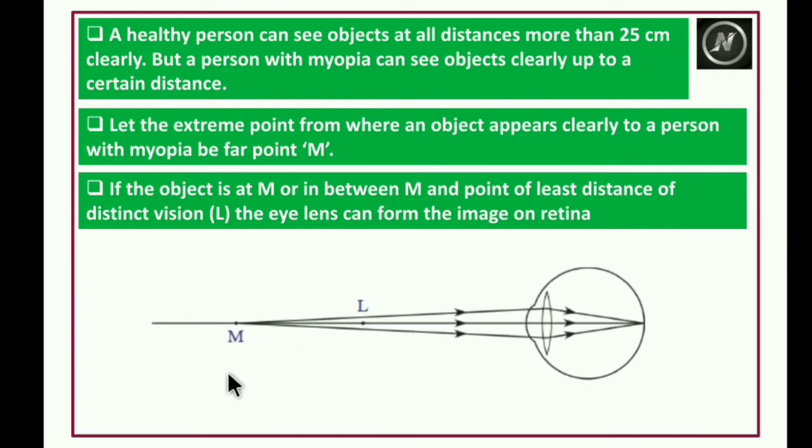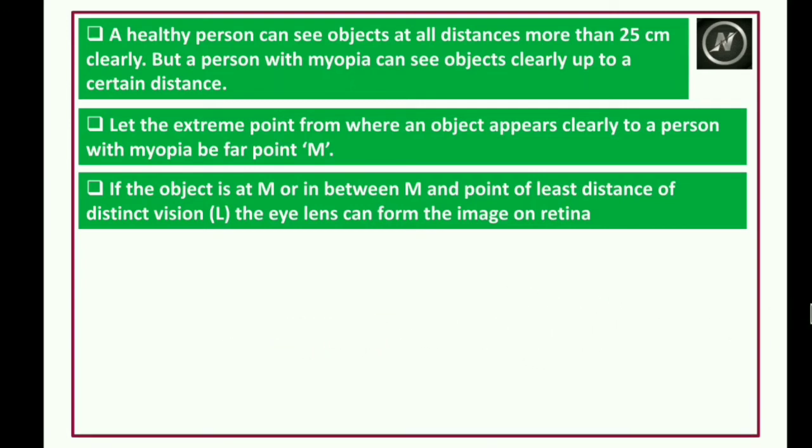Okay, if you observe, this is M. The person suffering with myopia cannot see the object beyond this far point. For a healthy person, the far point is infinity. But for a person who is suffering with myopia, the far point is here, M. So beyond this, he cannot see the object. He can see the objects if the object is placed at M or between M and the least distance of distinct vision. If you place the object at M or between these two, he can see the object clearly.